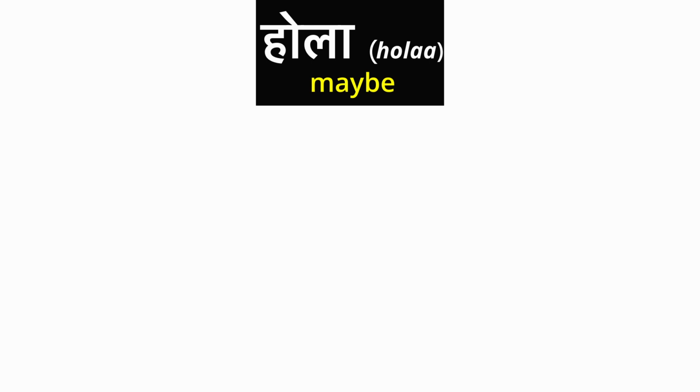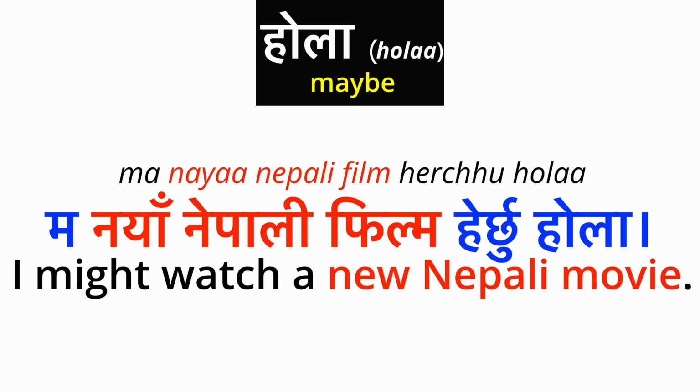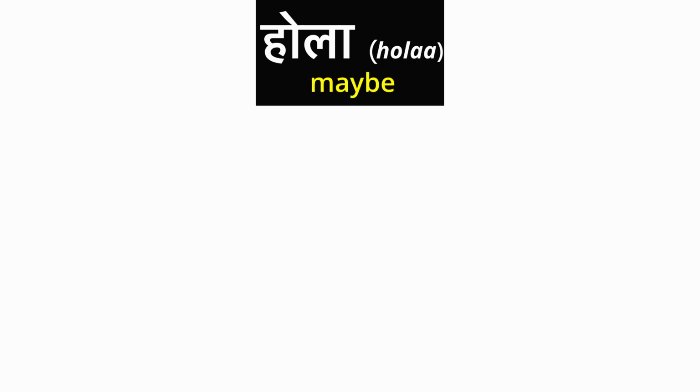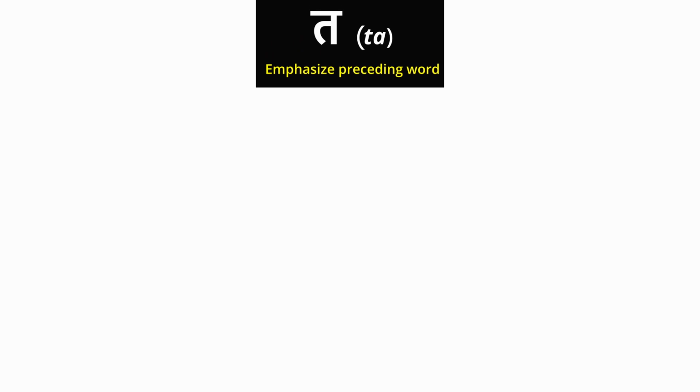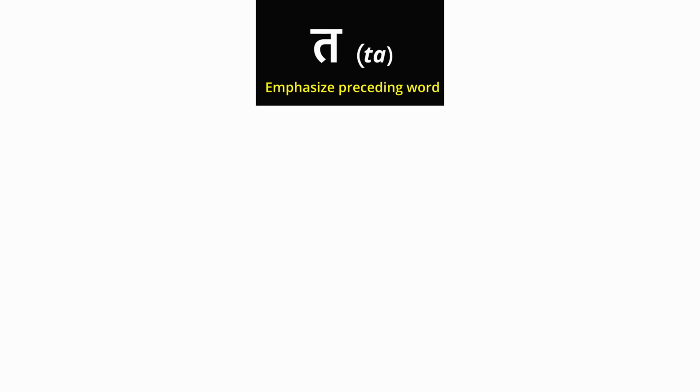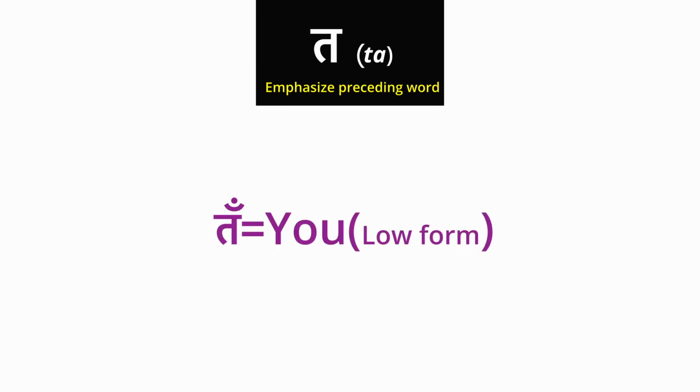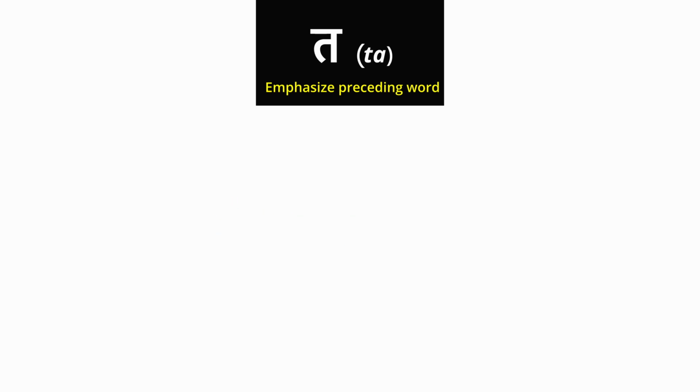Next example is म नयाँ नेपाली फिल्म हेर्छु होला. The next particle is ta. Please be careful with this particle. Ta is also there in pronoun, which is you in low form, but over here we are not using it as a pronoun, rather we are using it as a particle. So normally ta is used to emphasize the preceding word.